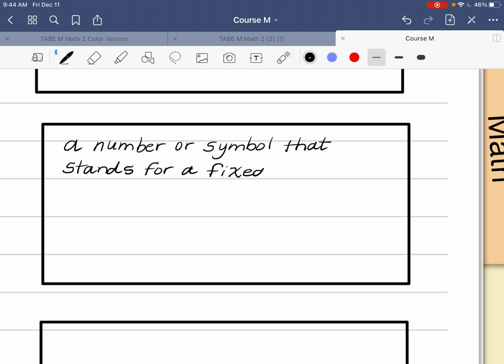And I think I'm just going to go ahead and turn over to the other page, and let's do an example or two of a constant. A constant is a number or symbol that stands for a fixed value. And what does fixed mean? Fixed means that it does not change. So anytime I see that number or symbol, it is worth the same amount. So let's look at an example or two.